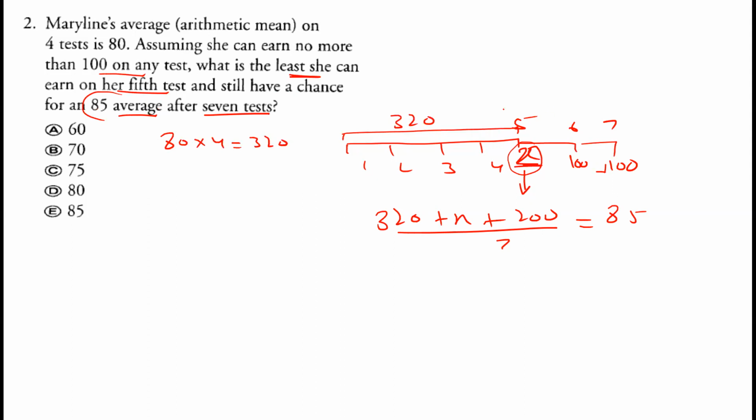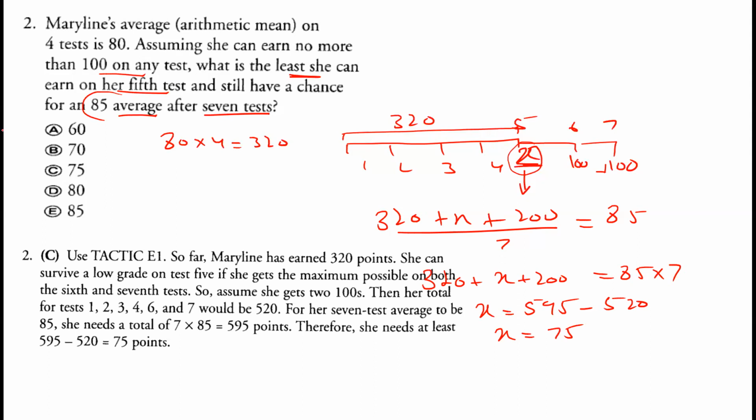Now, most of the students in school or university go through this dilemma a lot: how much they would need to score so that they can improve their average, and how low they can score and still be able to maintain their average. So 320 plus x plus 200 equals 85 into 7. Now x equals 85 into 7, which would be how much? 7 8s are 56, 7 5s are 35. So 560 plus 35 is 595, minus 520. So x equals 75. So the correct option is C.